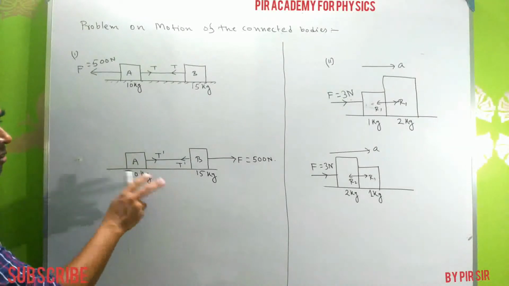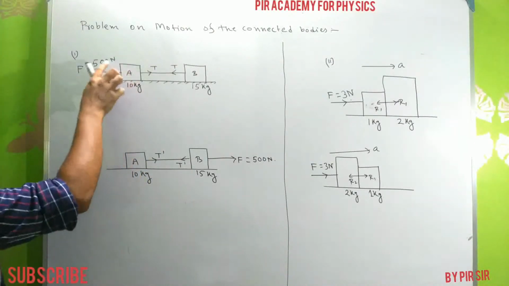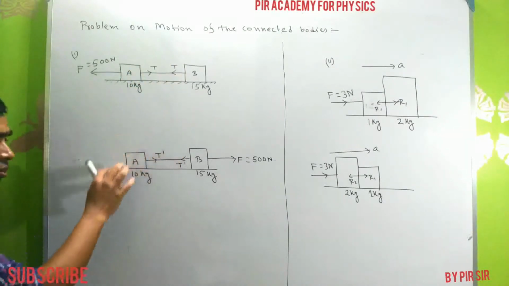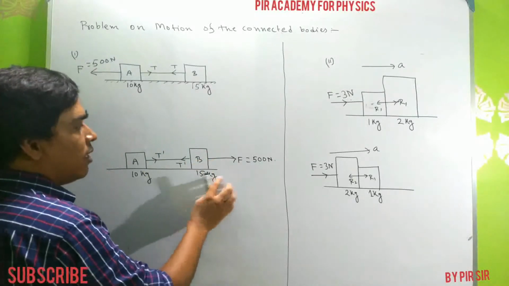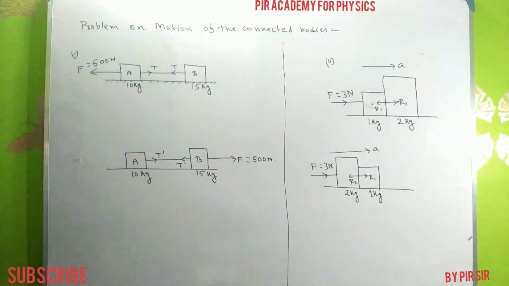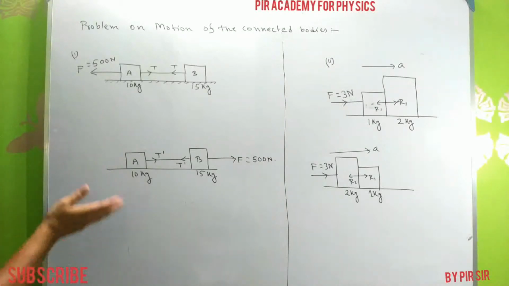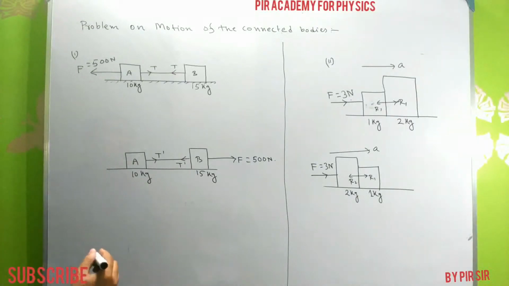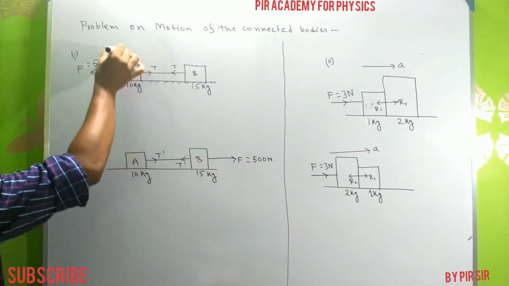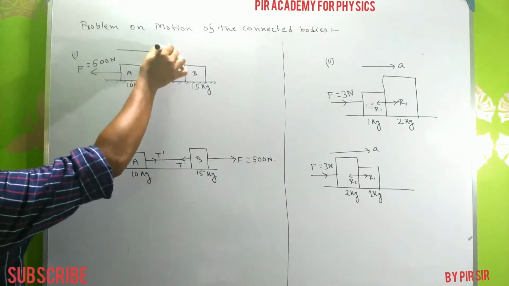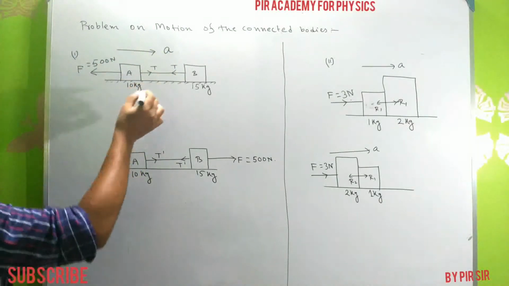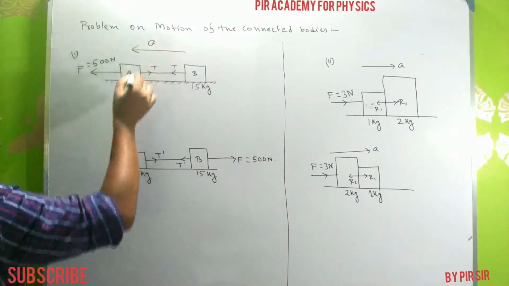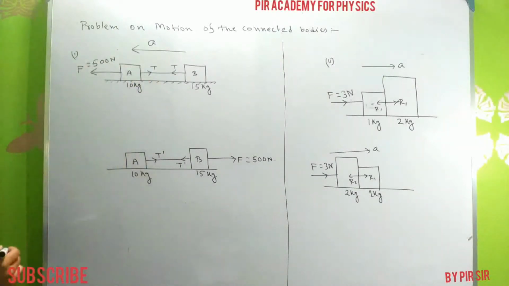Here two different cases are shown. One, if this force is applied on the body of 10 kg, what will be the tension? And if the force is applied on 15 kg, what will be the effect on the tension? You can easily calculate this problem. You have earlier learned the theory. That means you first have to calculate the acceleration of the system. The acceleration will be along the direction of the force, because the force acts along this line.